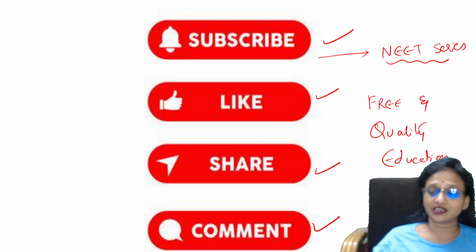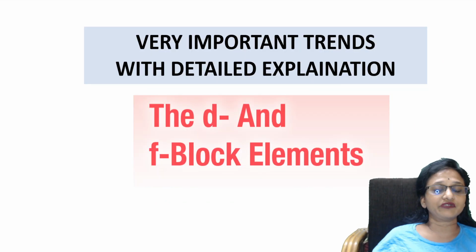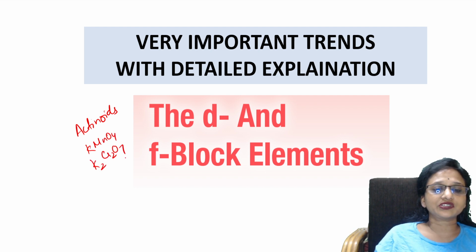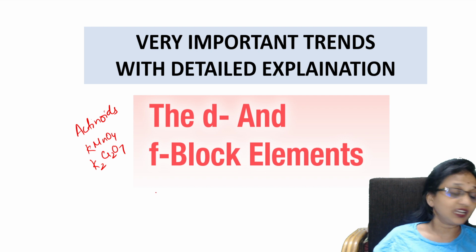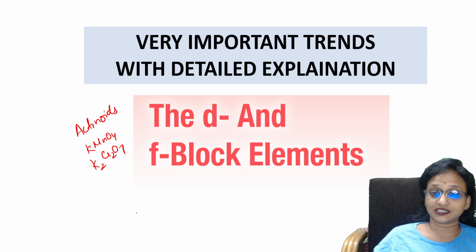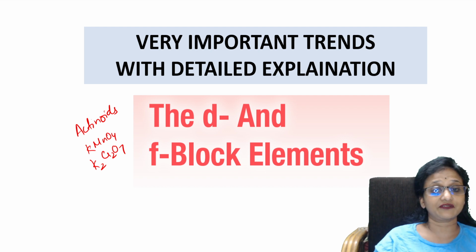First thing, whenever you are learning D and F block elements, actinoids is deleted, and KMnO4 and potassium dichromate are not there. Actinoids is not there for you. Potassium permanganate preparations and properties, and potassium dichromate preparations and properties are deleted. Done. Apart from that, what is important? Let's see the trends carefully one after the other.